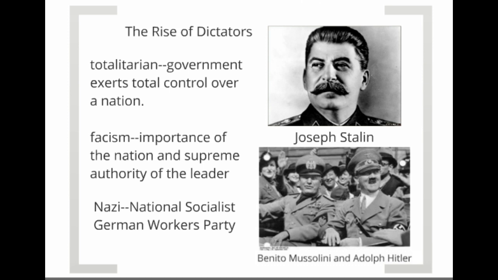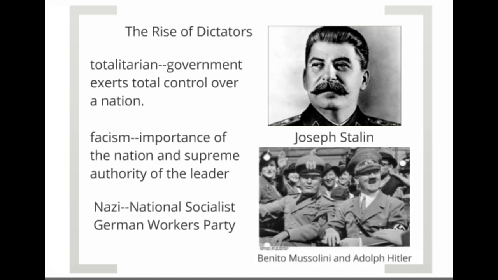Benito Mussolini is on the left. He comes to power in Italy in 1929, and Adolf Hitler is the Nazi dictator in Germany on the right, and he's going to become Chancellor of Germany in 1933. Both of these men take power with popular support at a time of tremendous political and economic instability in their countries.